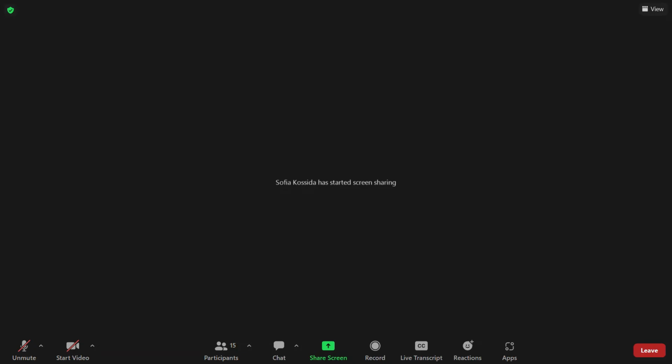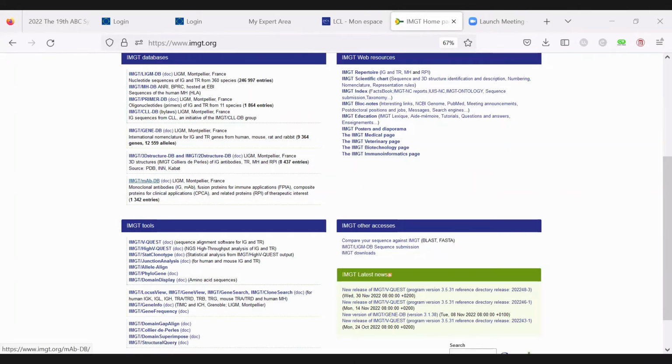So basically, maybe I share my screen. It will be easier as well for you. You see the main page of IMGT, imgt.org. You know about this. And within the databases, I'm clicking on the last one in the list, which is called IMGT MAbDB, the monoclonal antibody database. I click on it.